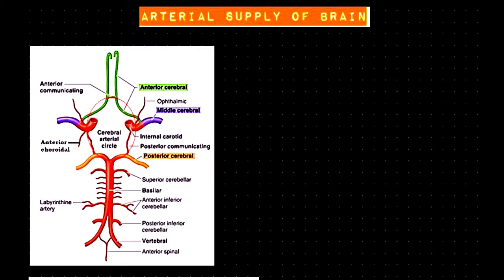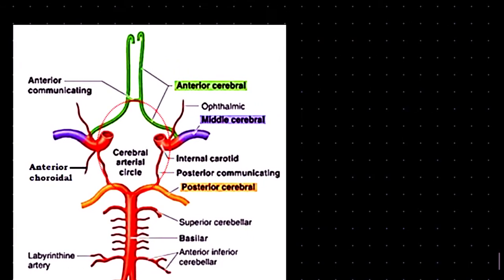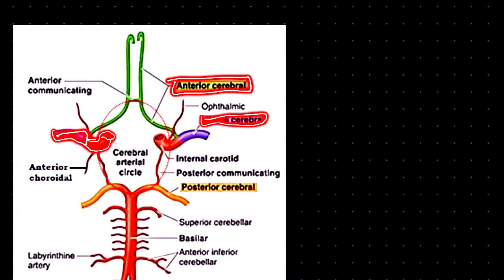So what are the branches of the internal carotid artery? This is our internal carotid artery. The first is our anterior cerebral artery, right? We have middle cerebral artery, right here. And what is this? Posterior communicating artery. We have anterior choroidal artery, we have ophthalmic artery. So how many branches? 5 branches.